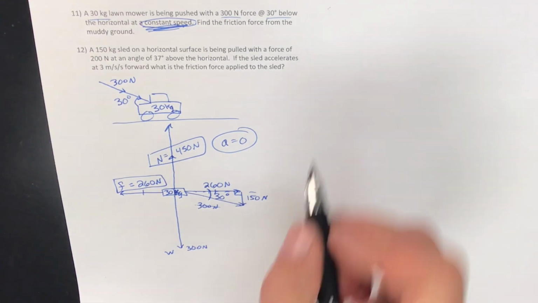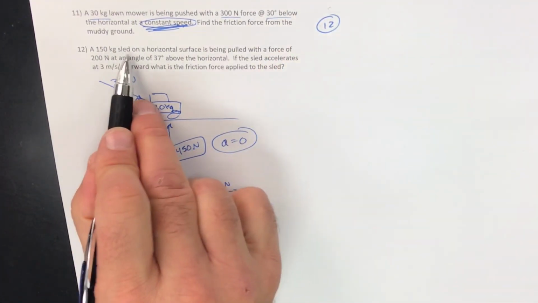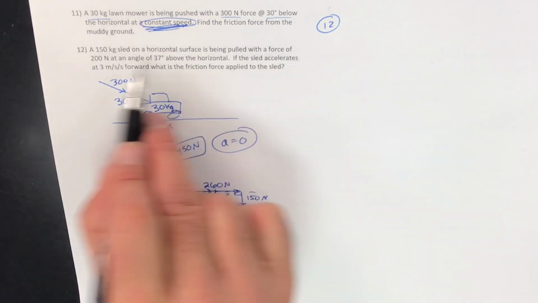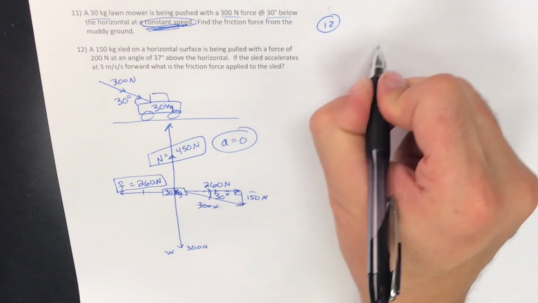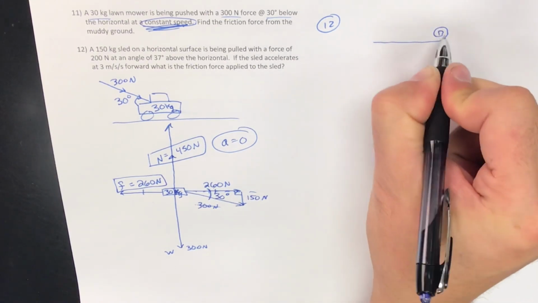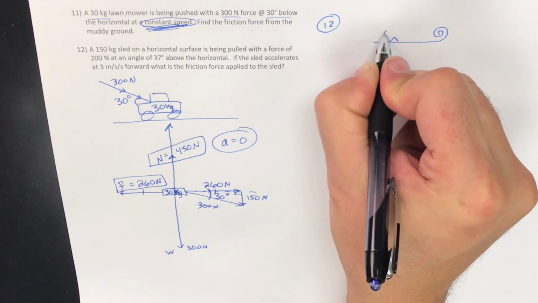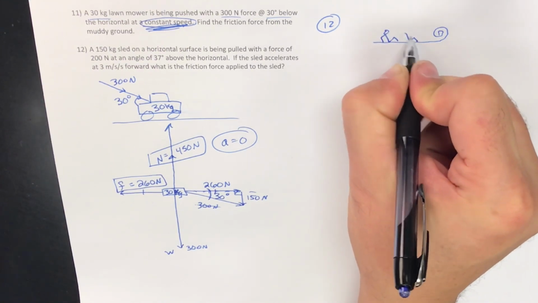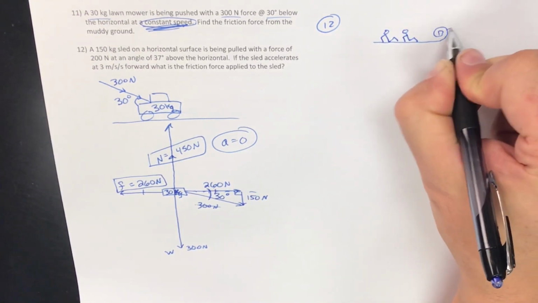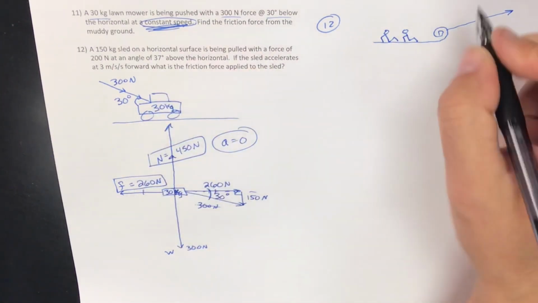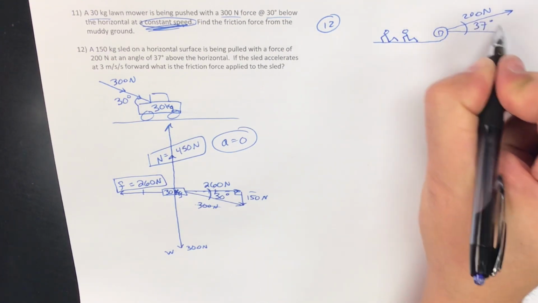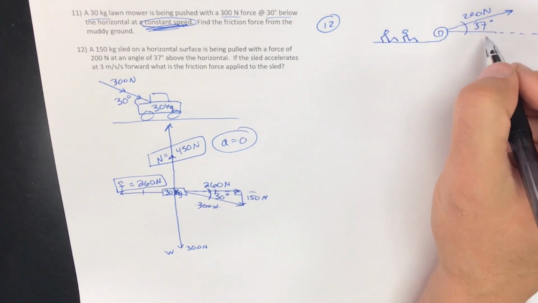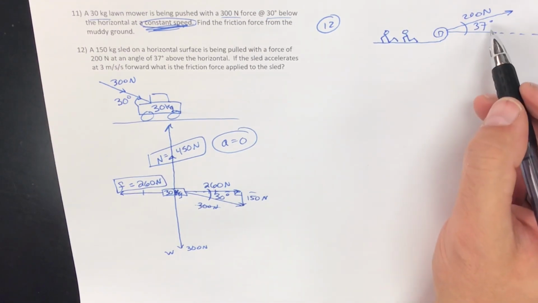Don't forget this one. Number 12. A 150 kilogram sled on a horizontal surface is being pulled with a force of 200 newtons at an angle of 37 degrees above the horizontal. Lots of words, so you draw the little picture. You've got the sled, with maybe two little humans on it, and you pull the thing with 200 newtons at an angle of 37 degrees. That should be a dotted line above the horizontal, and make sure that you show this angle less than 45.